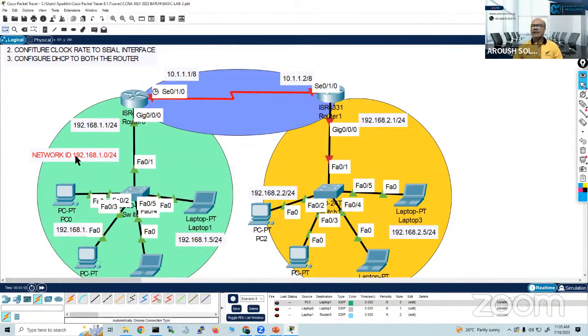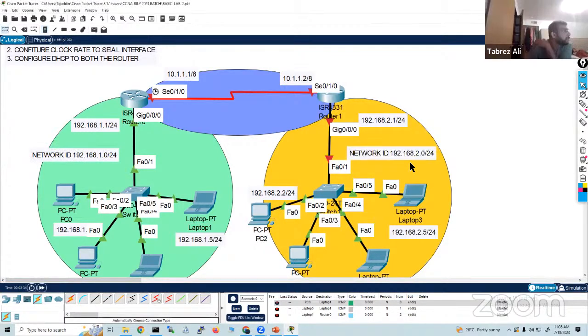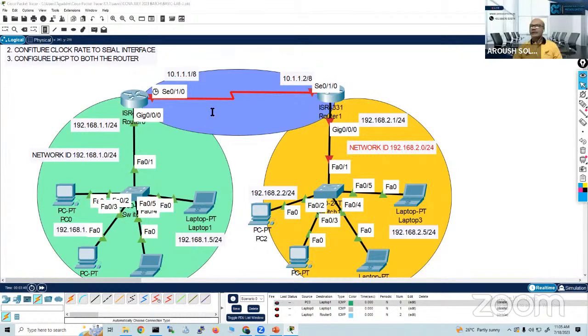So what is the network ID for this? What is the network ID for these guys? 192.168.1.0/24. And what is the network ID for this? 10.0.0.0/8. This is my network ID. Totally how many are there? You want me to send this file? Yes.